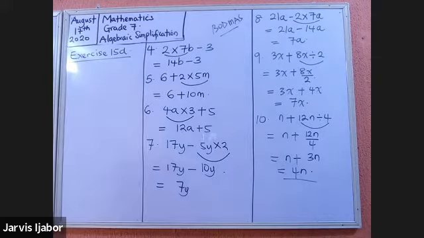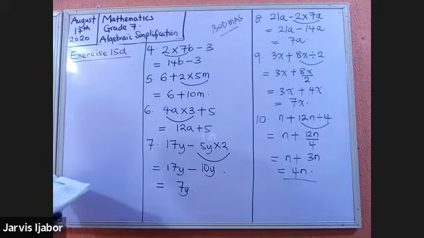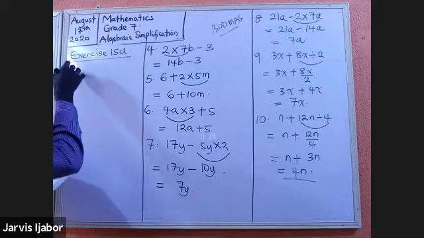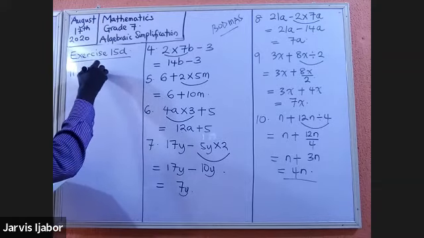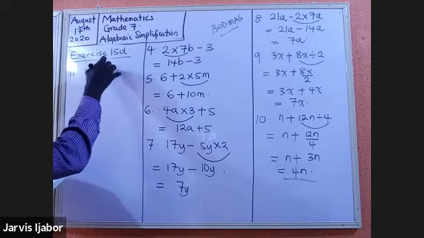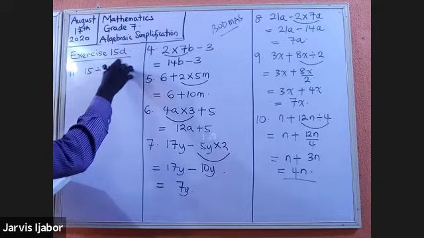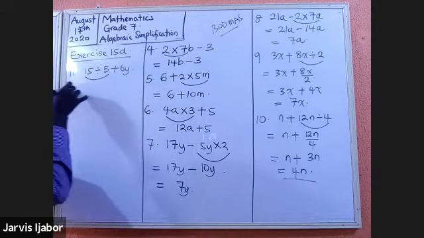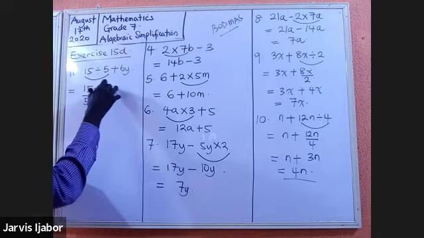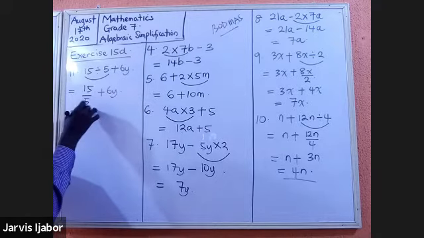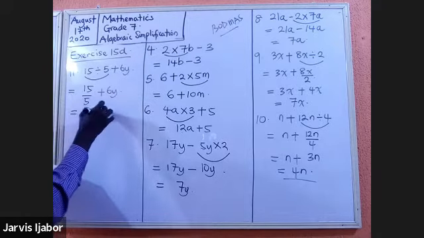So number 11. 15 divided by 5 plus 6y. You will do division first. That will give me 3 plus what? 6y.